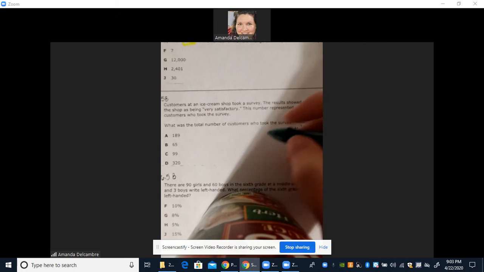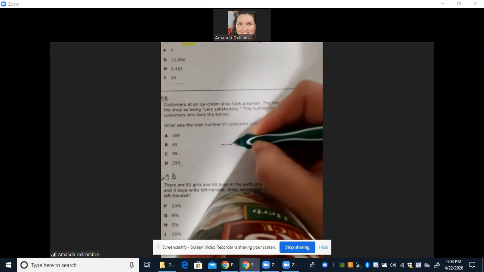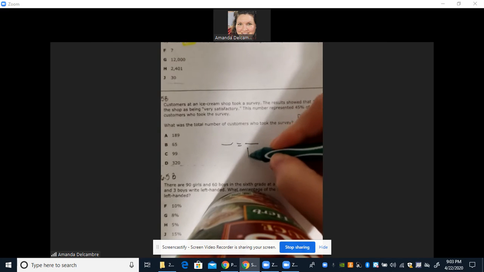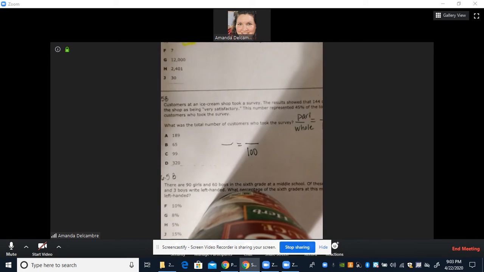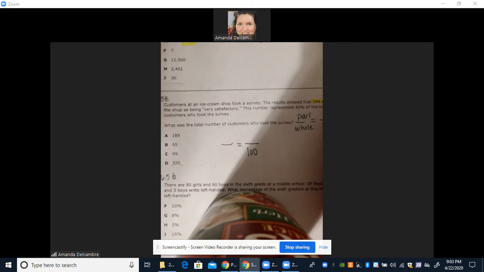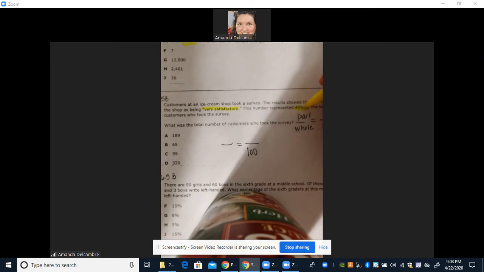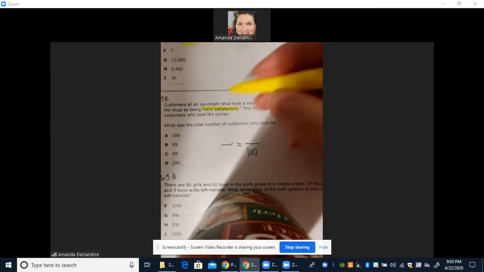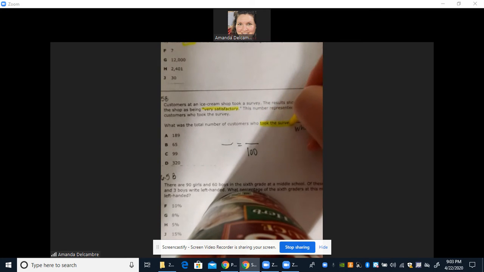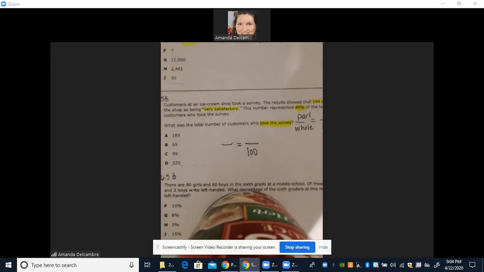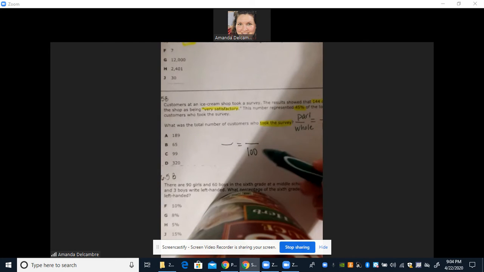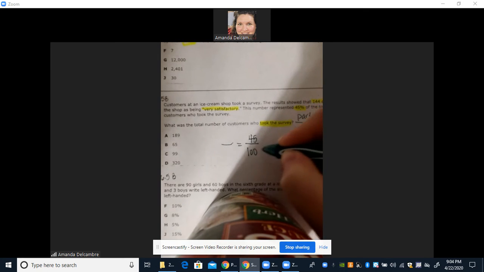So let's look and see if we can find the information we need here in our problem. There were 144 customers that rated it very satisfactory. This represented 45% of the total number. What's the total number of customers who took the survey? So we need to figure out how many people took the survey. We know our 100 goes there. Let's look for a percent. Our percent was given, so that goes over that 100, because 45 over 100 is the same as saying 45%.